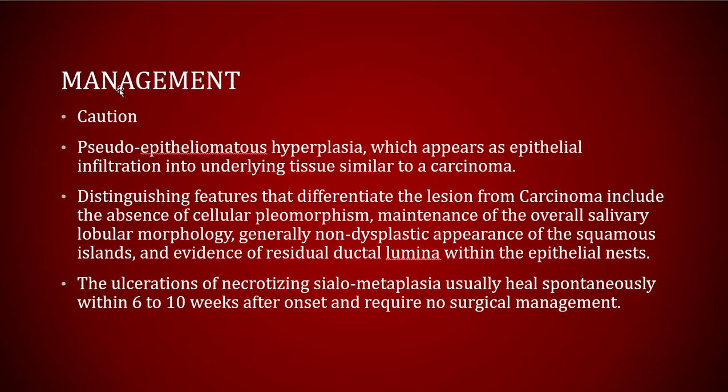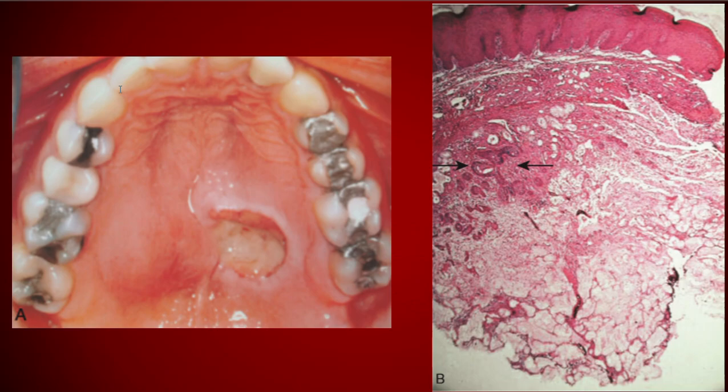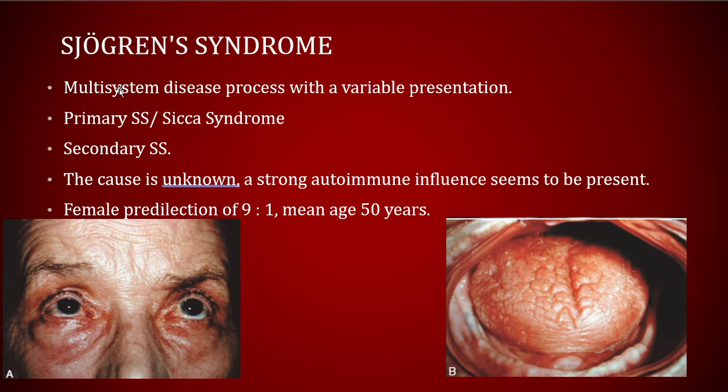Now, histologically it usually looks like pseudoepitheliomatous hyperplasia, similar to carcinoma. But to differentiate it from carcinoma, there is a lack of pleomorphism. The salivary lobular morphology is present, a non-dysplastic appearance, and evidence of residual ductal lumina would be present. So that's the histopathology of it.